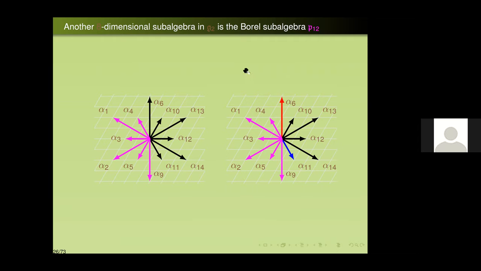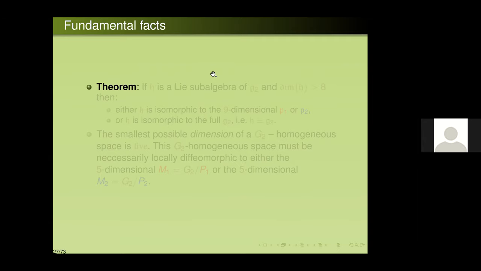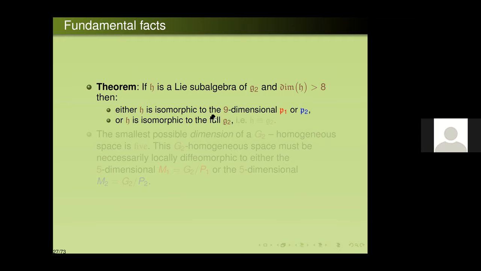Okay, so now the question is, can I have more of these large dimensional subalgebras in G2? And the theorem is as follows. If H is a Lie subalgebra of G2 and the dimension of H is greater than 8, then either H is isomorphic to one of the parabolics P1 or P2, or it is the entire G2. So actually what I'm trying to say is that these P1 and P2 are subalgebras of maximal dimension in G2.